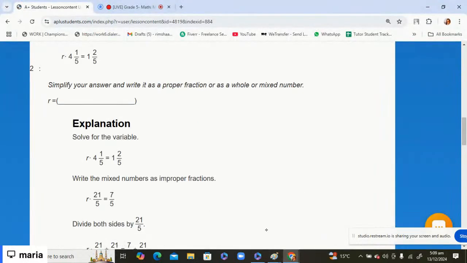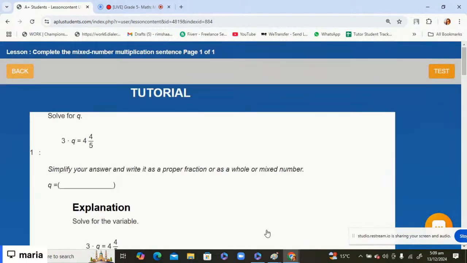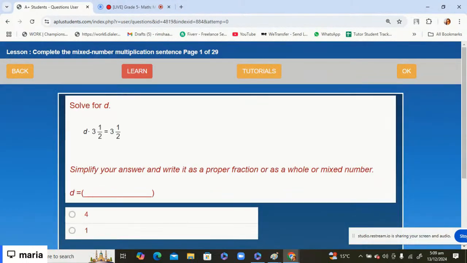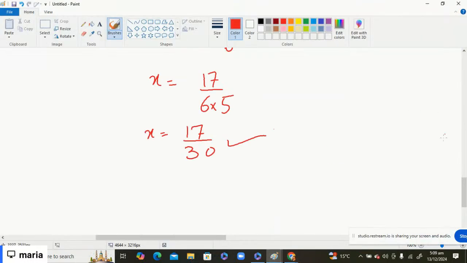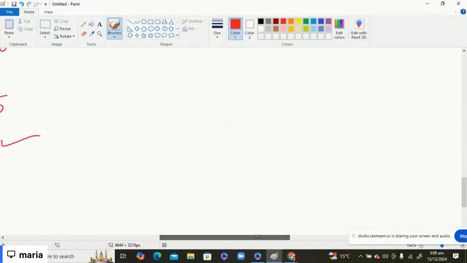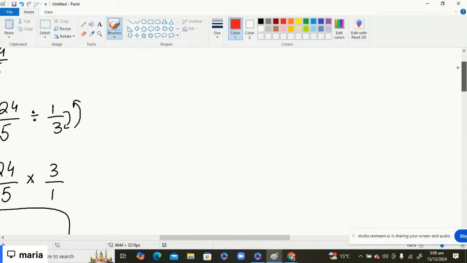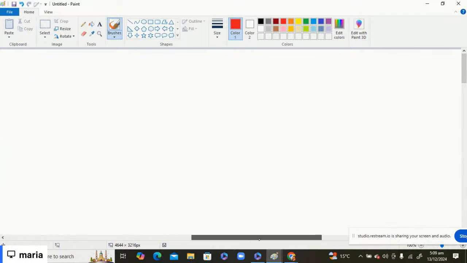Now let's do the test questions. D dot 3 into 1 by 2, 3 into 1 by 2. Okay, let's do it. D dot 3 into 1 by 2, 3 into 1 by 2.